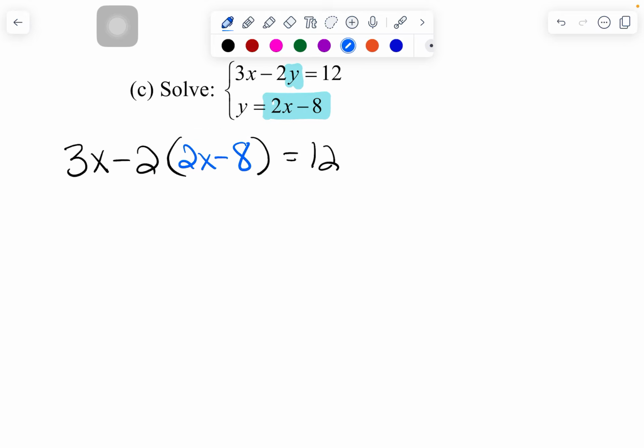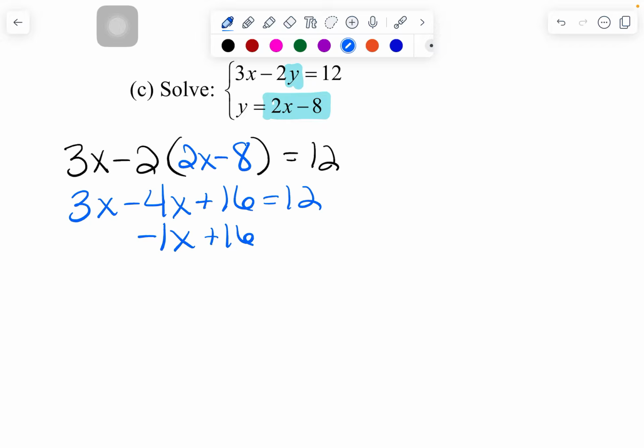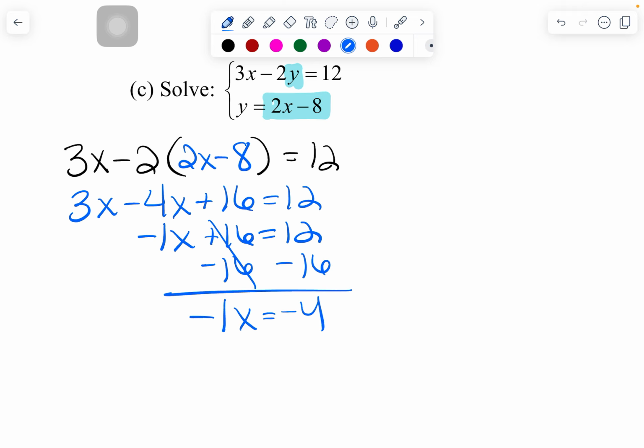All right. Now I get to solve. All right, so 3x minus 4x plus 16 is equal to 12. So let's see, 3x minus 4x would be negative 1x plus 16. There's a 12. All right, so subtracting 16 from both sides. Let's see, negative 1x equals negative 4. Divide both sides by negative 1. x is equal to positive 4. All right. So there is our positive 4 for x.